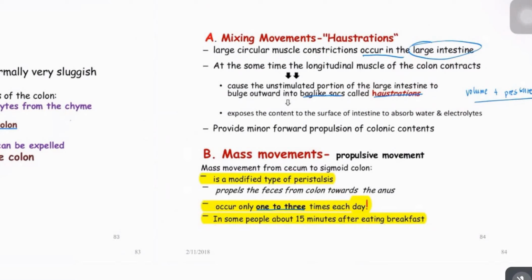Let's go to your mass movements. It's a propulsive movement wherein mass movement from cecum to your sigmoid colon is a modified type of peristalsis. Propels the feces from colon towards your anus. Occurs only 1 to 3 times a day. Okay, take note. Normal, 1 to 3 times a day. Some people, about 15 minutes after the breakfast.